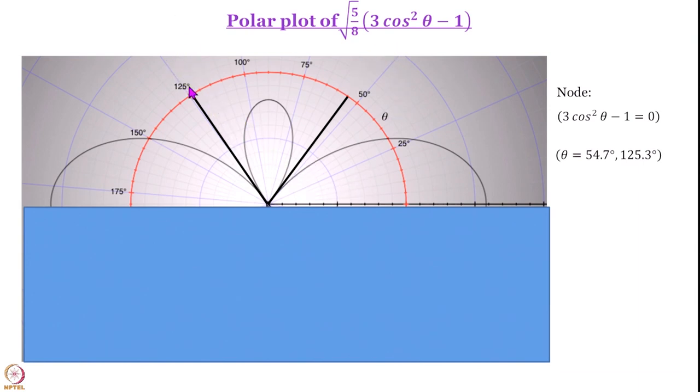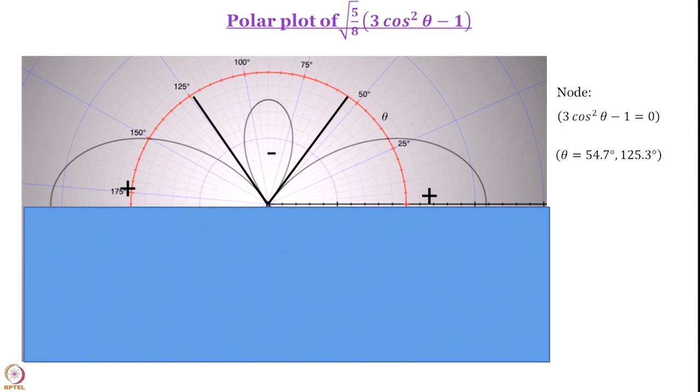So, then what happens for theta less than 54.7 degrees? 3 cos square theta minus 1 is obviously positive, right? It has a plus sign, so we put a plus here. What happens between theta equal to 54.7 degrees and theta equal to 125.3 degrees? So, this is a node. Sign change has taken place, and here again a sign change will take place. So, in this lobe, the sign is obviously minus, and when you cross the second node, again the sign becomes plus.